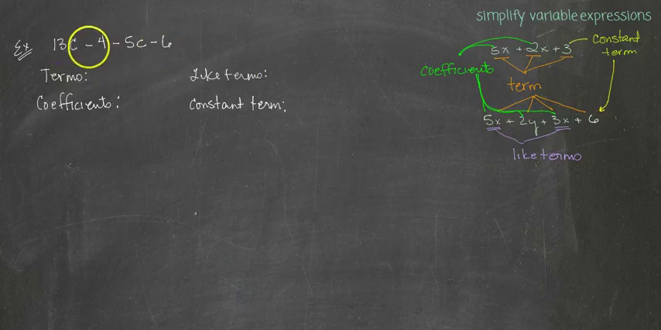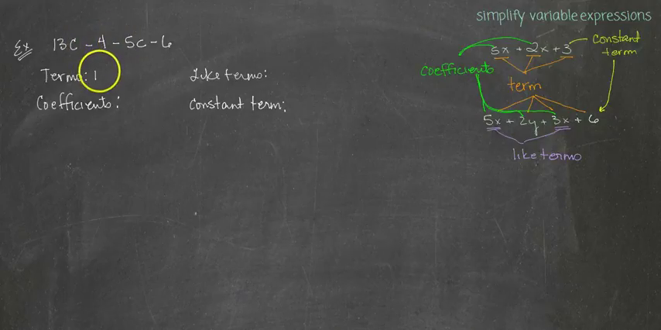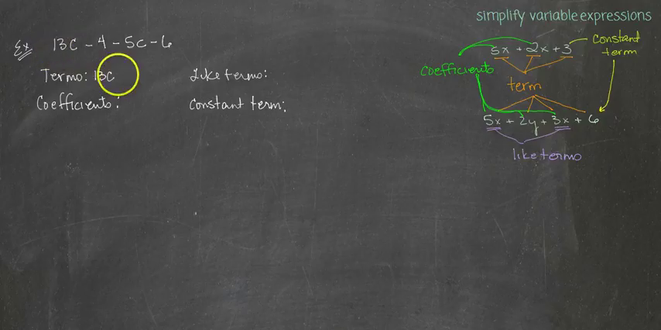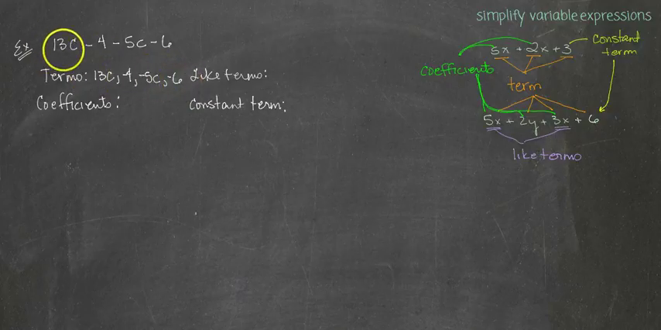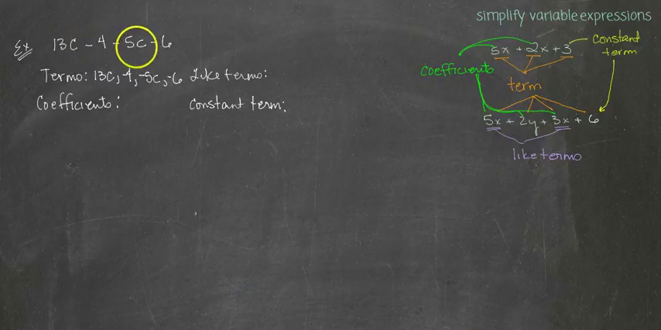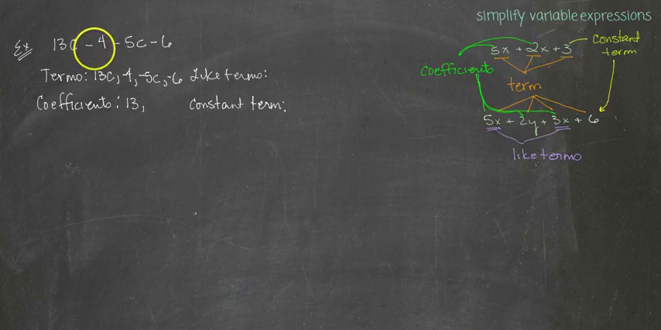And it's super important to notice that the sign goes with the term. So one of the terms is 13c, that's this first one. Another term is -4. Another term is -5c. And another term is -6. So the sign goes with the term. Coefficients. Well, a coefficient is the value associated with each variable. So in 13c, 13 is a coefficient. -4 does not have a coefficient. In -5c, -5 is a coefficient.